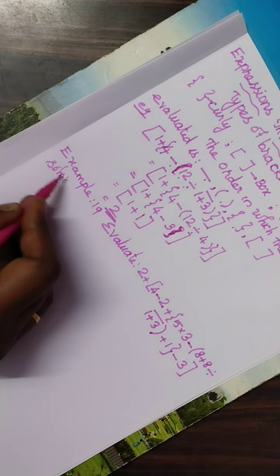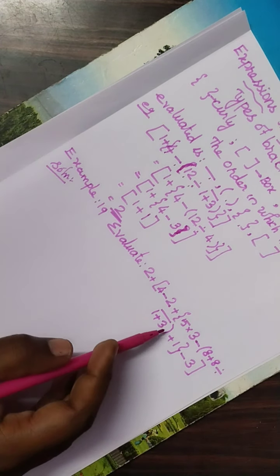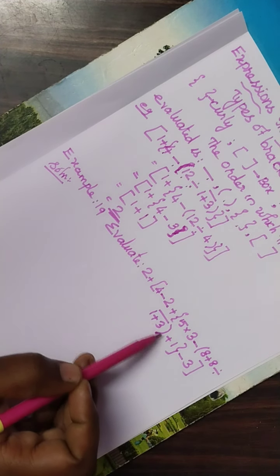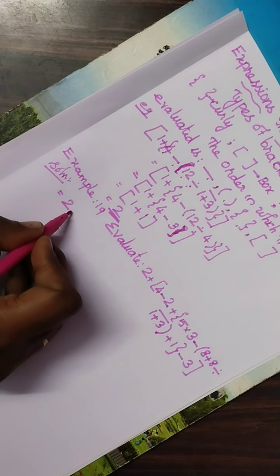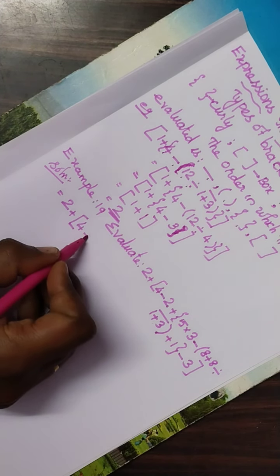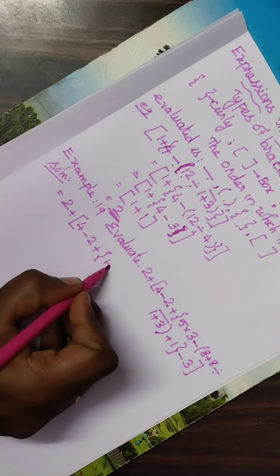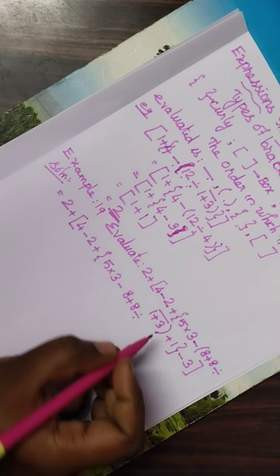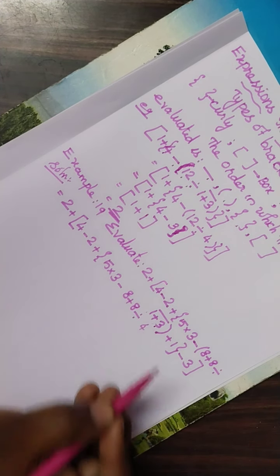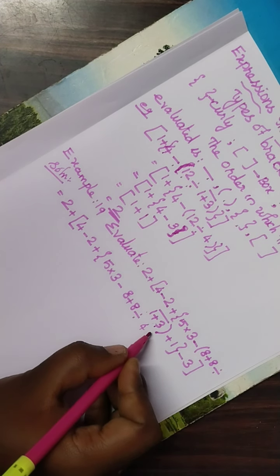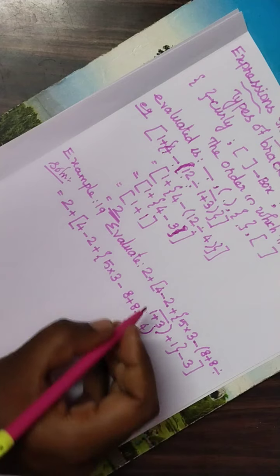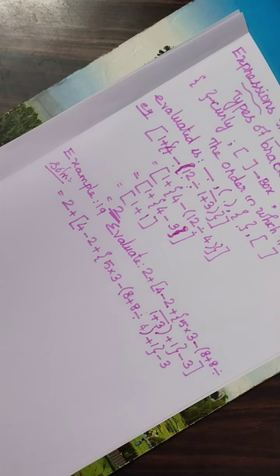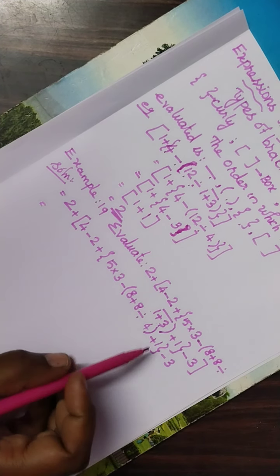First, find out the value for the first one, the line bracket value. Here the line bracket is 1 plus 3. So, write the remaining values: 2 plus 4 minus 2 plus 5 into 3 minus 8 plus 8 divided by 1 plus 3. 1 plus 3 is equal to 4. Here also the round bracket, plus 1 minus 3. Okay, then line bracket over.